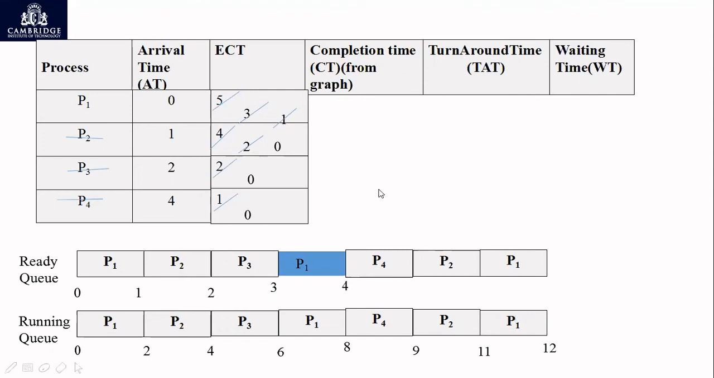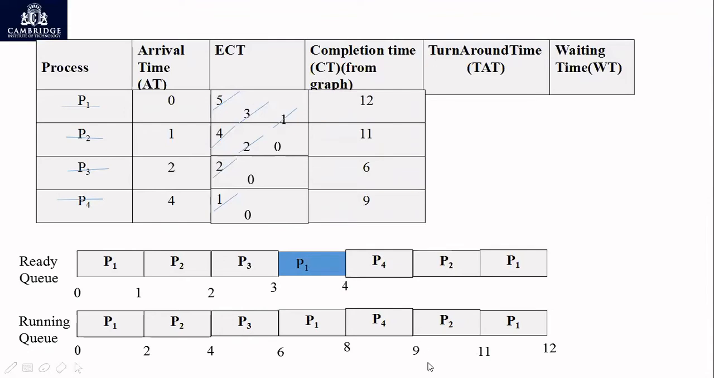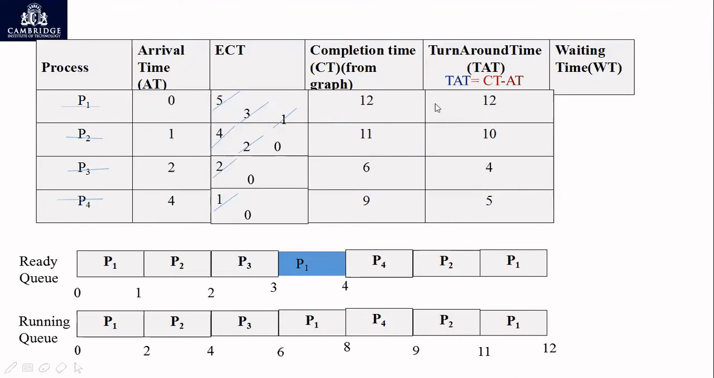Now fill up the CT, the completion time, from the graph. P1 is getting completed at 12 milliseconds. P2 at 11 milliseconds. P3 at 6 milliseconds. And P4 at 9 milliseconds. Okay. Now compute your TAT using the formula CT minus AT. That would give you 12 minus 0 is 12, 11 minus 1, 10, 6 minus 2, 4, 9 minus 4, 5.